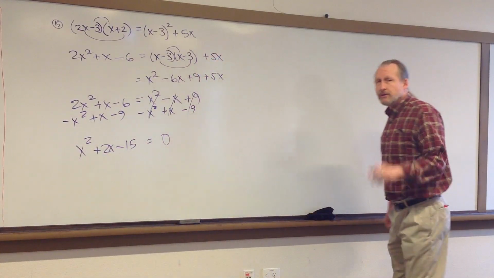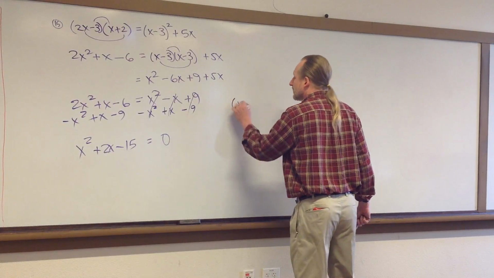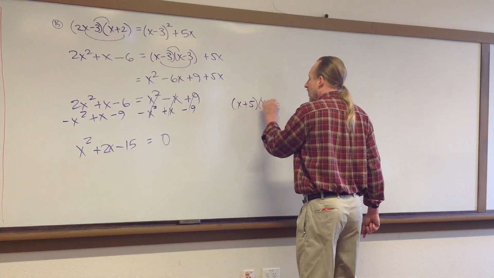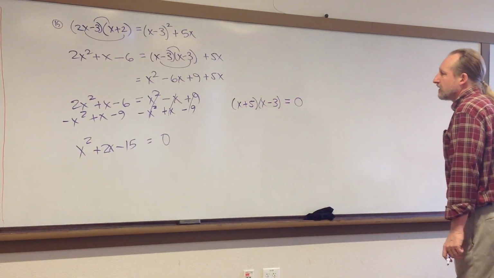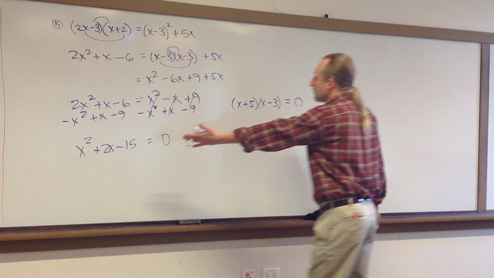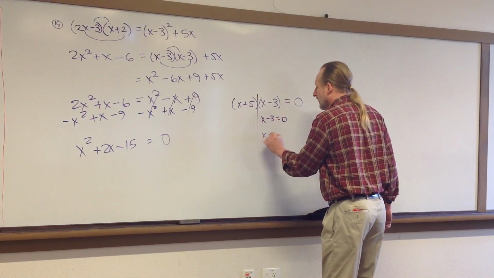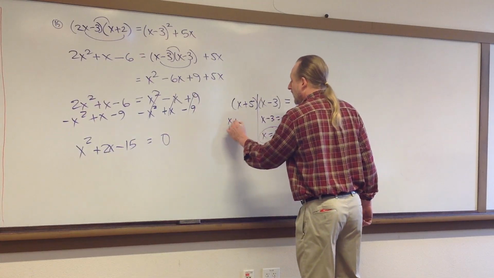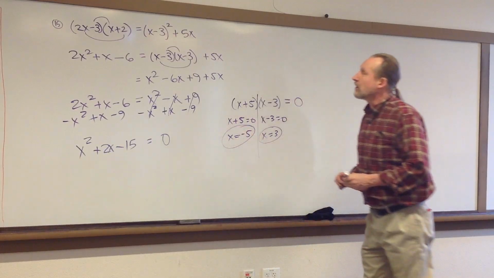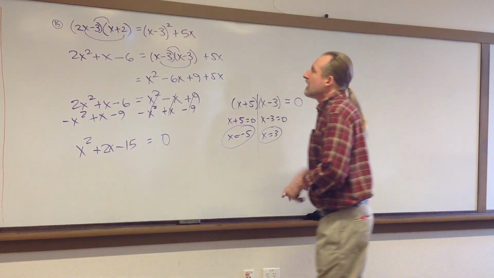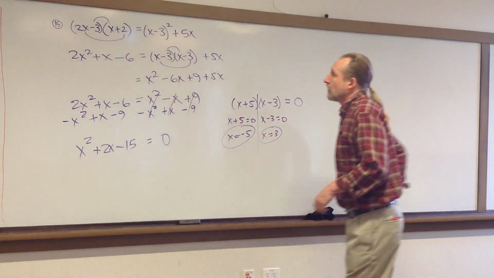You can run that through the quadratic formula if that is what you prefer to do. This is factorable, and it's pretty straightforward. x plus 5 times x minus 3 will give you x squared plus 2x minus 15. And so we get solutions of x equals 3 and x equals negative 5. And there we go. That's problem 15. But the key is you've got to put this into standard form in order to solve it.